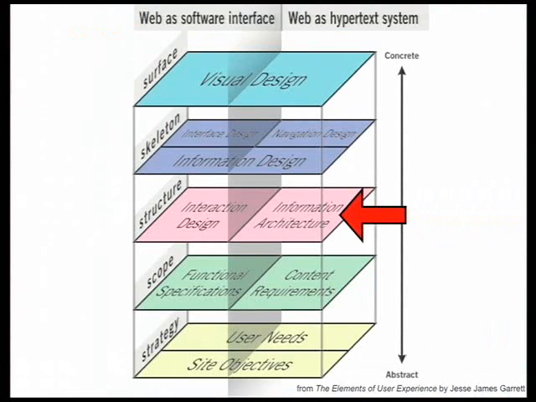This is a diagram from Jesse James Garrett's Elements of User Experience book, where he has these different planes identifying the different roles of web design. Information architecture, you can see, is right here on the structure plane, where you're looking at what the structure of the site is going to be. And so you see, as I mentioned, I work in partnership with the information architect.